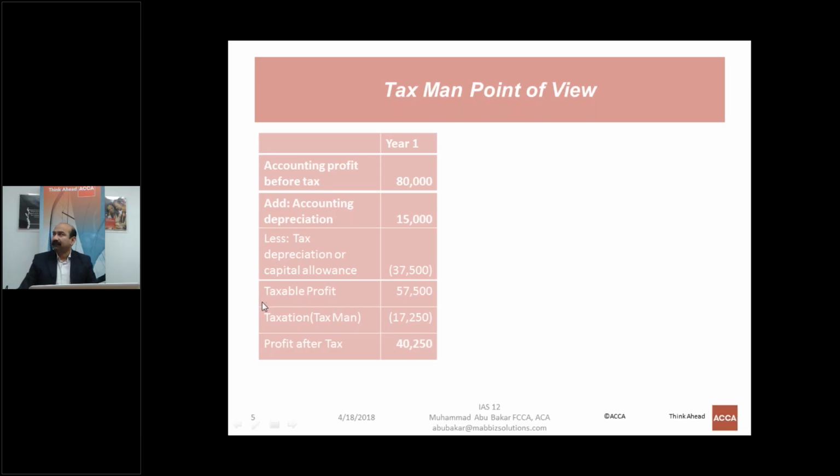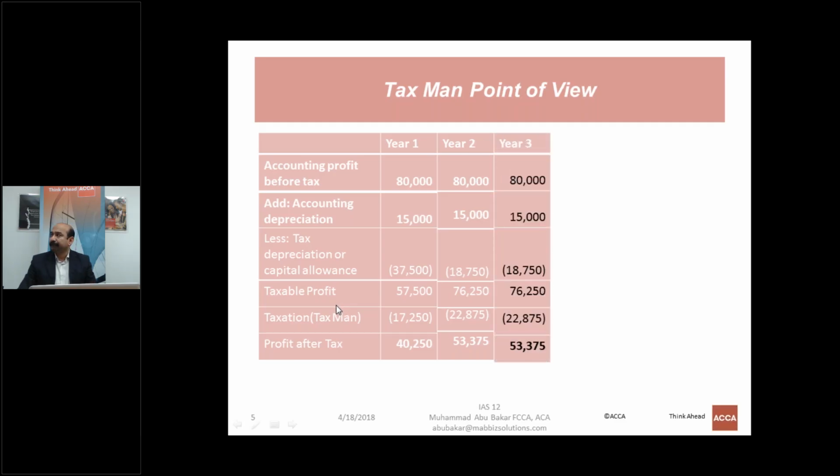40,250. Likewise, in year 2, in the same way the tax person or the tax inspector will reverse the accounting depreciation and reduce the profit by the tax depreciation, which can be named as capital allowance, and this will give him taxable profit. Again, he will apply 30% on this profit in order to calculate profit after tax.